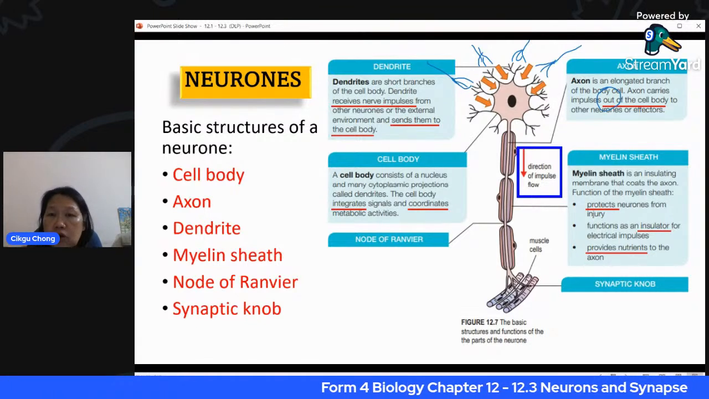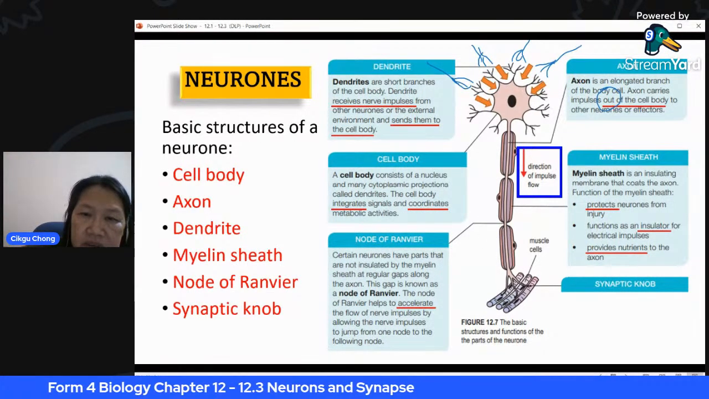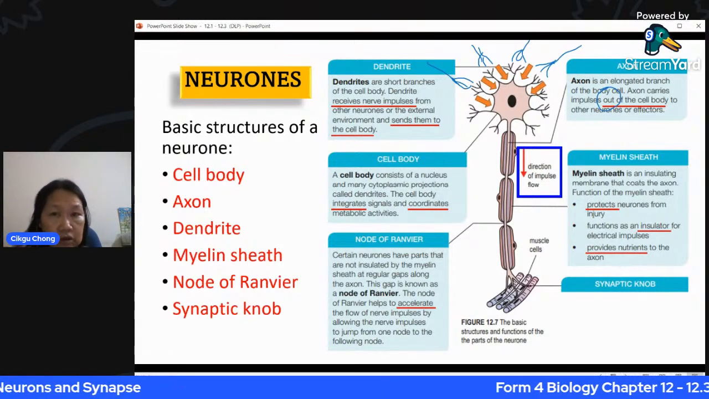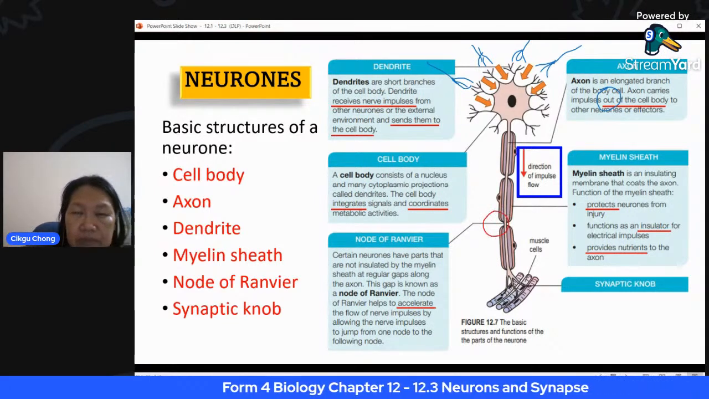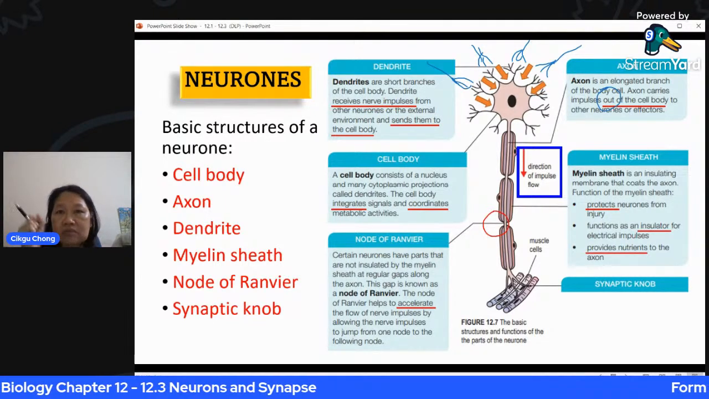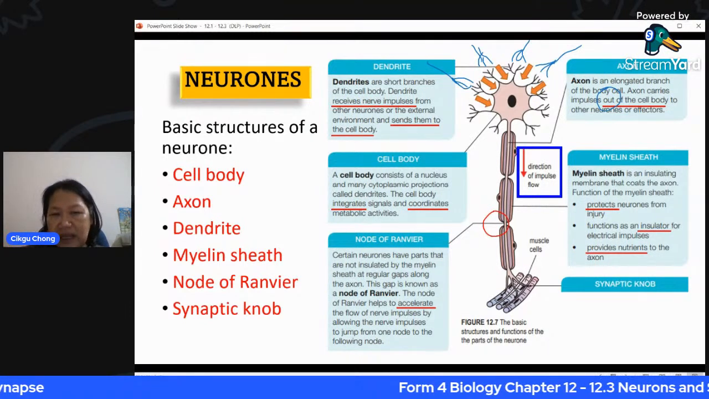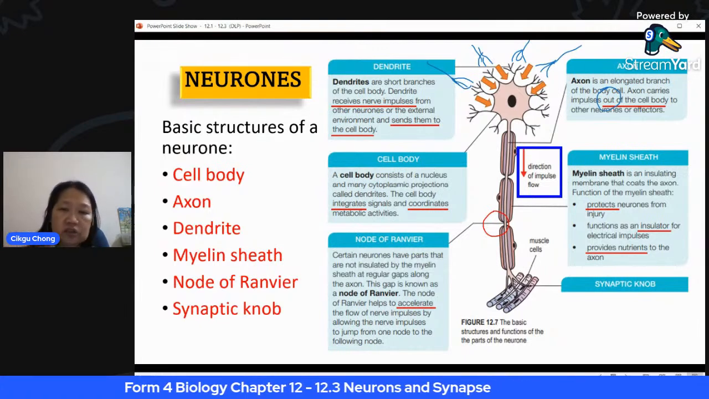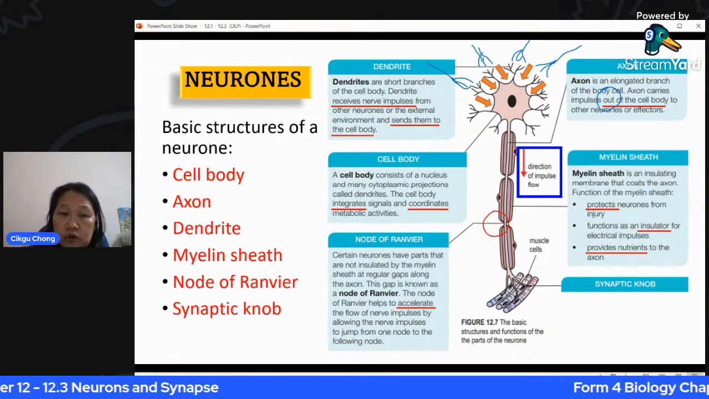Okay, next one, node of Ranvier. So the myelin sheath is not continuous all along the axon. You have breaks in between. Okay, you have breaks in between here. Breaks, as in BREAKS, not the break as in butter. Okay, node of Ranvier. Certain neurons have parts or segments or sections that are not insulated. So there's a short gap there. Okay, there are regular gaps. This gap is known as node of Ranvier.